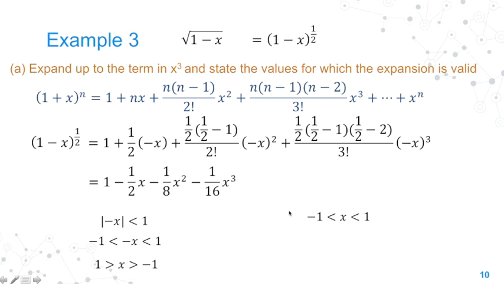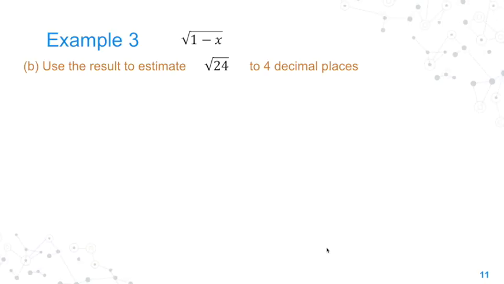So in short, this one is also the same as the modulus of x is less than 1. So our expansion therefore is valid for modulus of x is less than 1. It is always better to simplify this statement, wherein the only expression inside the modulus symbol is x. Okay, all right, now let's go to the second part, or the B question, which is let's use the result from A to estimate the square root of 24 to 4 decimal places.